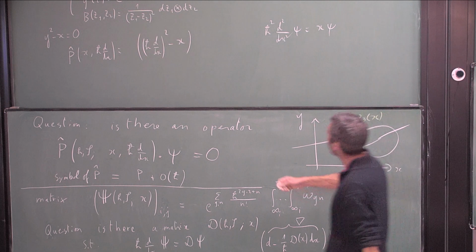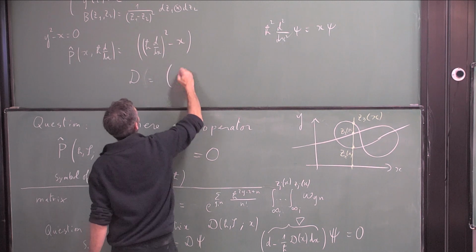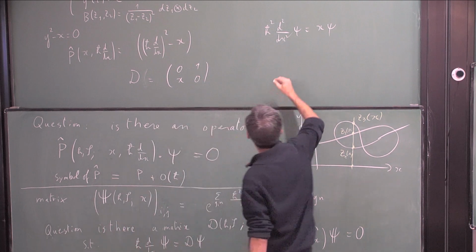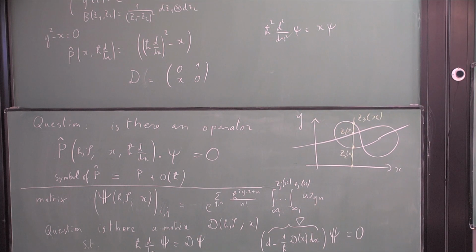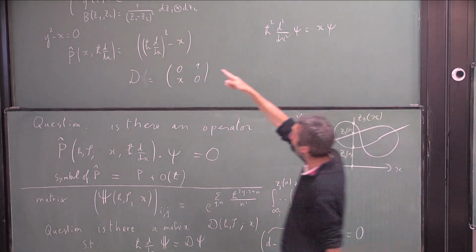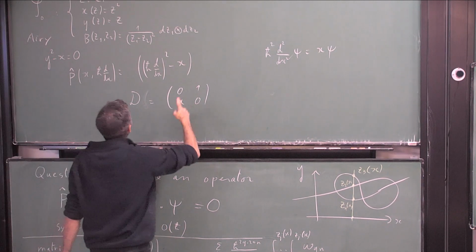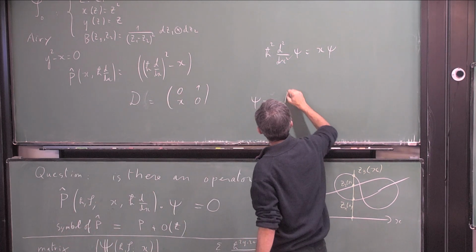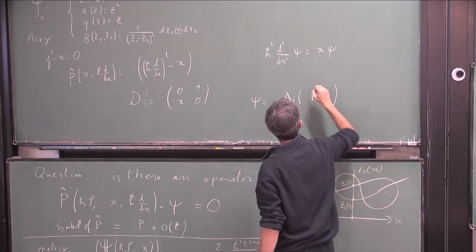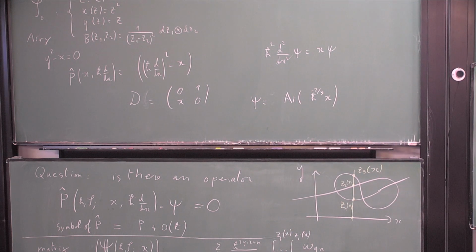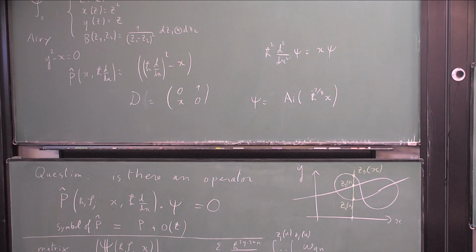In the case of Airy, of course, this matrix you can find. D is just the matrix 0, 1, x, 0. And indeed, if you compute, it's very easy, and it's related to the Airy function. In this case, S0 is called the Airy curve. Very often we call it the Airy curve. Psi, in that case, is just the Airy function of h bar to the minus 2/3 times x. If you do a formal h bar expansion of the Airy function, you recover exactly that.